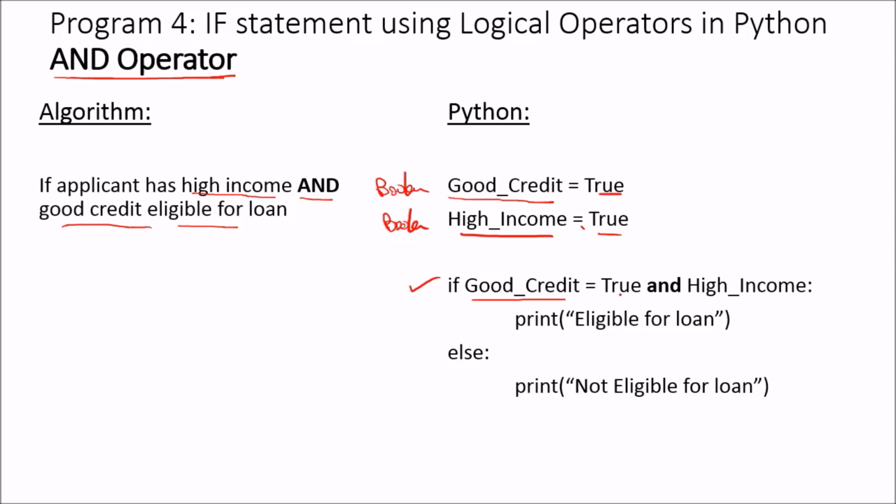If good credit is true and high income, we can write good credit is equal to, but it's not required. We can write if good credit and high income. That means this is also true and this is also true. So what will I get? Eligible for loan? Yes, sir. Okay. Else, if either one becomes false, if the first one is false and this is true, what will it do? It will directly skip this condition and go to else, that is not eligible. Let's try this in Python.